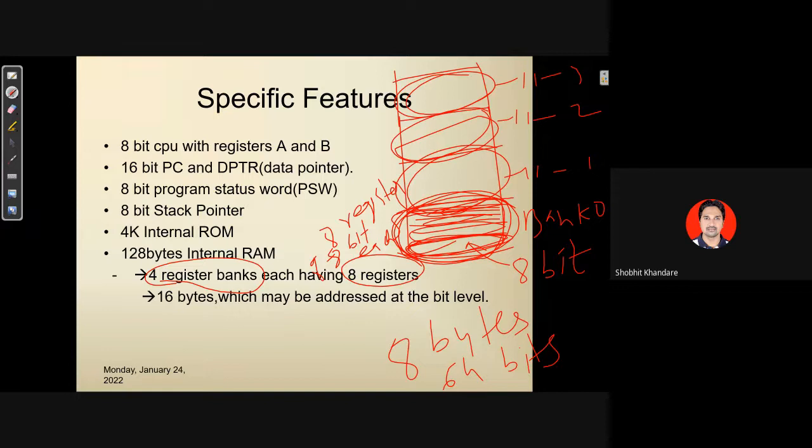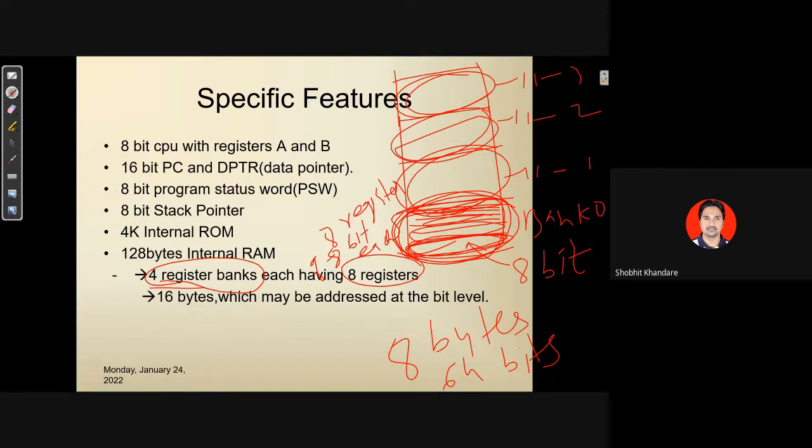टोटल मुझे बता सकते हो, बैंक 0, बैंक 1, बैंक 2, बैंक 3, ये सब मिला के कितने साइज का हो गया टोटल? 32 bytes. Very good. 8 fours are 32 bytes. Okay.